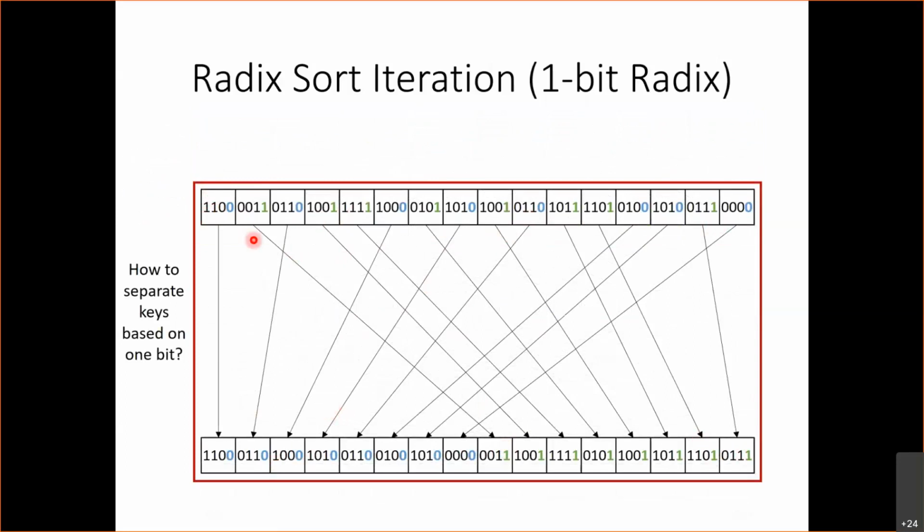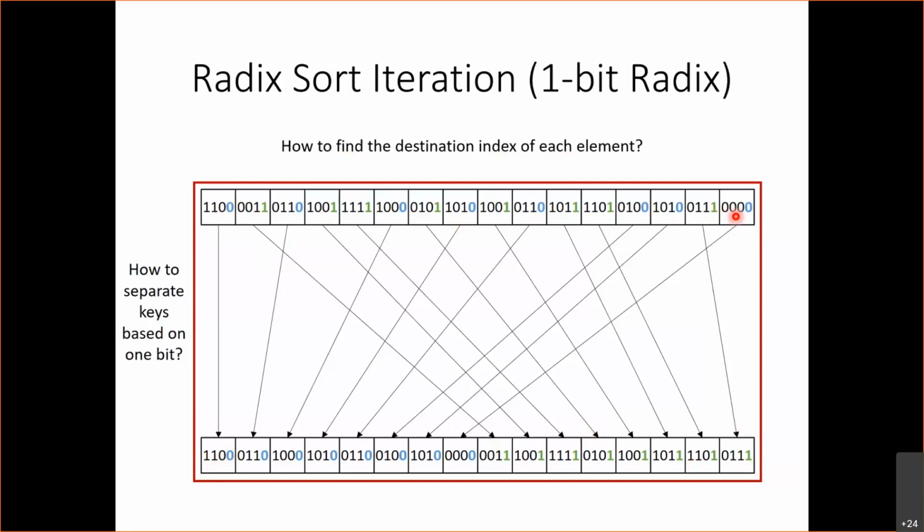Now, how to do it? The key question here, how to separate the keys, is how do I find the destination index of each element? For each element, I want to take it from the original array and put it somewhere in the new array, the sorted array. I want to take this element at position zero and put it in position zero. I want to take the element at position two and put it in position one. I want to take the element at position one and put it in this position, I think position eight. So for each one of these elements, I need to find what its destination index is in the sorted array. So the real question is, how do I find the destination index of each element in my input array?